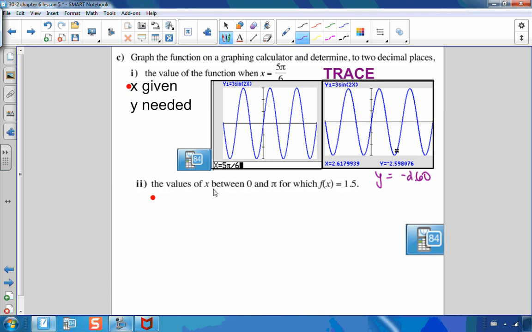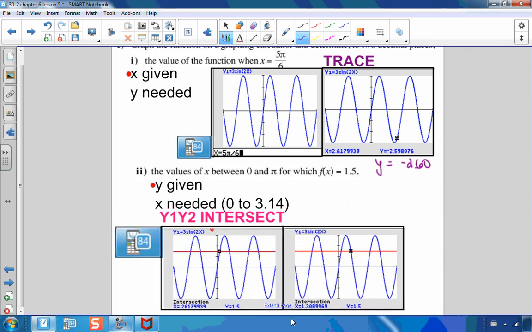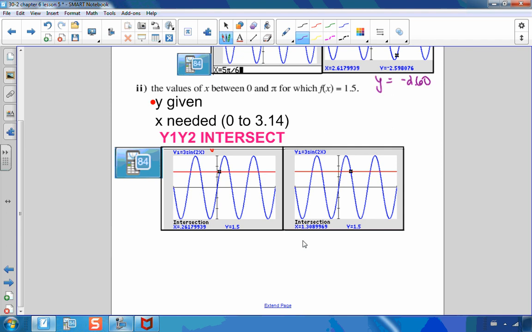Okay, the next one. Find the values of x between 0 and pi for which f of x is 1.5. Now, f of x is just a y value. So this is an example of y given and x needed, but only between 0 and pi. So the only way that I can get x values is by putting the y value in y2. So that's what I do. This is a y1, y2 intersect. So I put it into my calculator, and I'm only looking between 0 and 3.14. So the only 2 answers that worked were this one and this one, because this one here was too much. In other words, it was bigger than 3.14, and I only wanted it between 0 and pi.